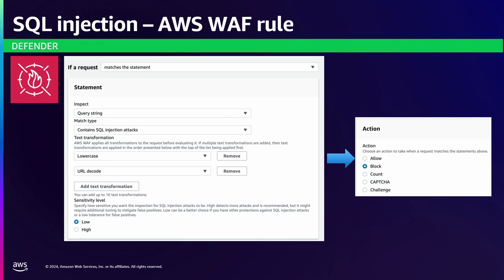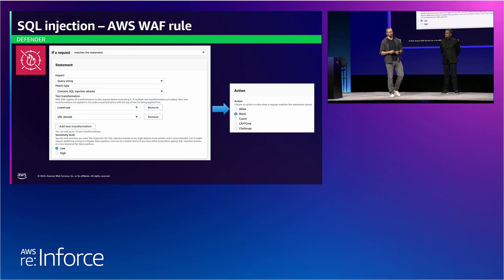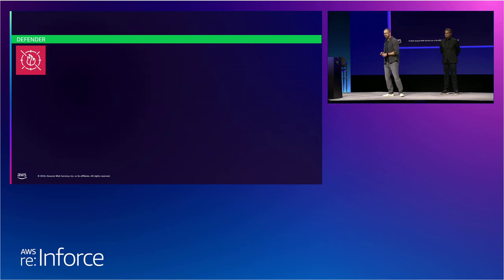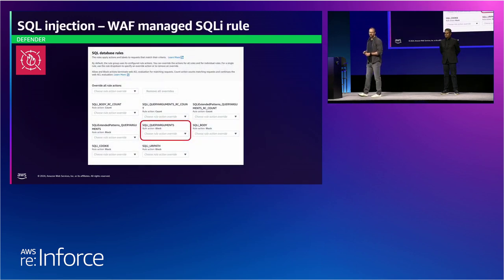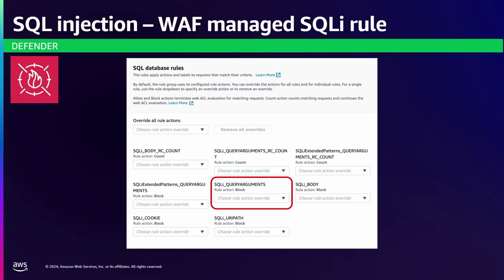We can do some transformation, so we can lowercase, URL decode, and then set up the level of confidence that we have that this is actually an SQL injection attack, and then take an action, in this example, just blocking that traffic. Now, if we're protecting more applications, we can also use a managed SQL injection rule that already provides you with a set of rules for all sorts of different potential entrance avenues.